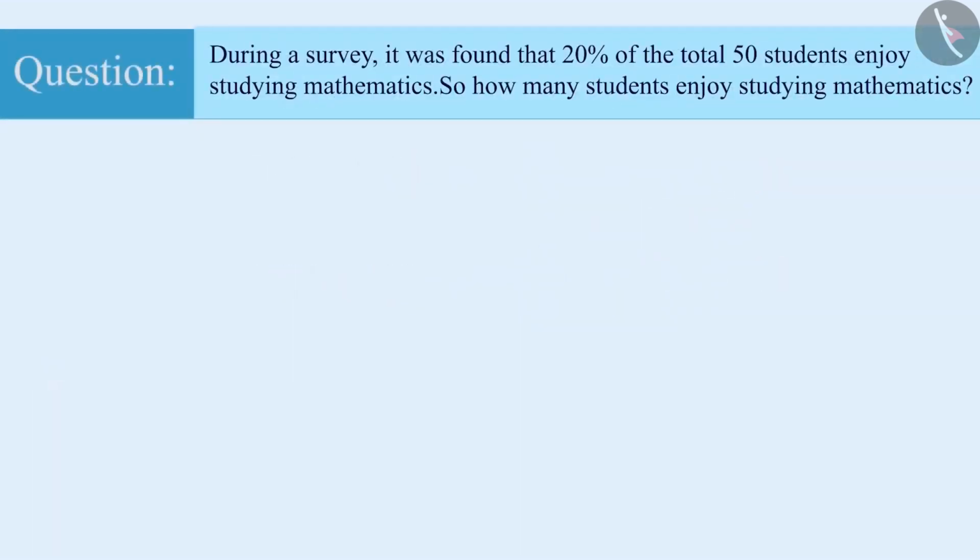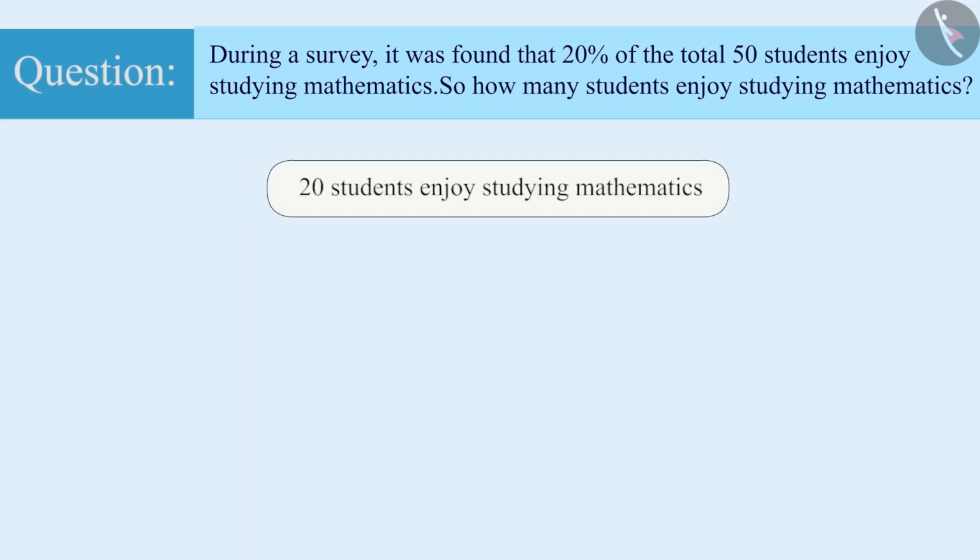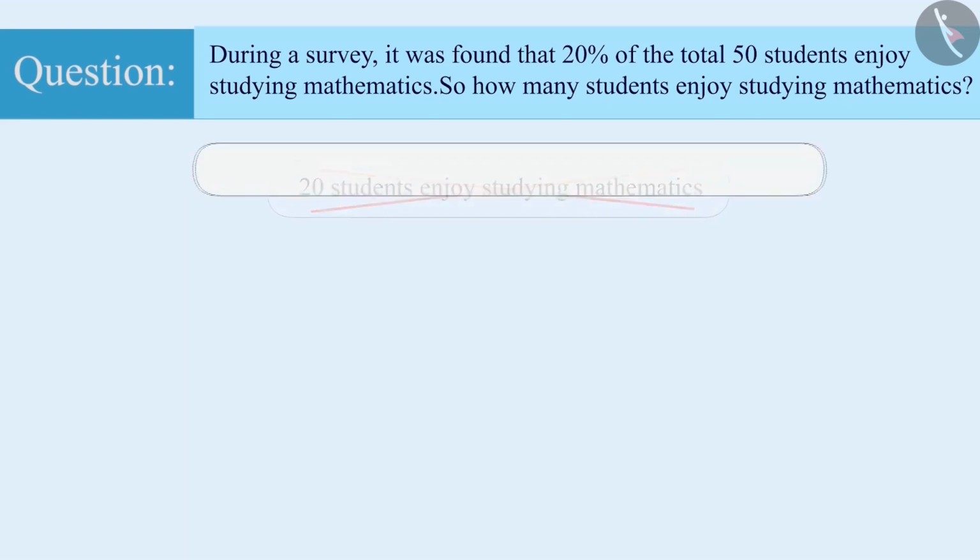Next question. During a survey, it was found that 20% of the total 50 students enjoy studying mathematics. So, how many students enjoy studying mathematics? Many times, students misunderstand percent to be real numbers. Like in this example, they misread "20% of 50 students enjoy studying mathematics" as "20 children enjoy studying mathematics." But this is a misunderstanding.